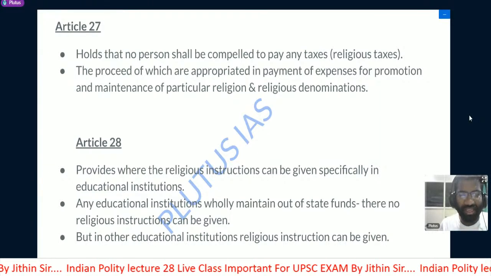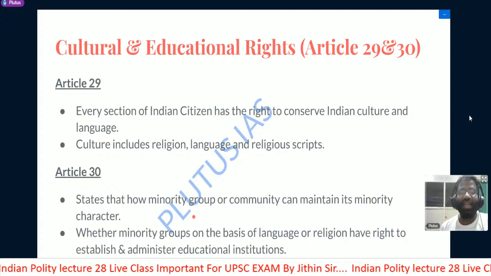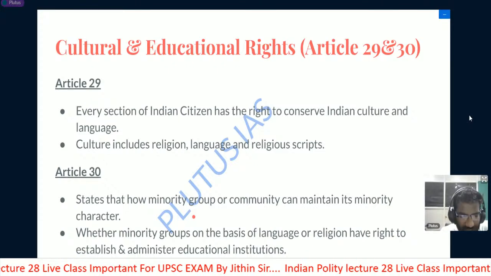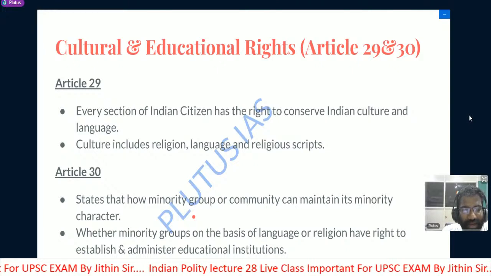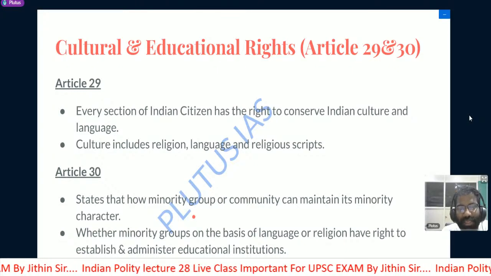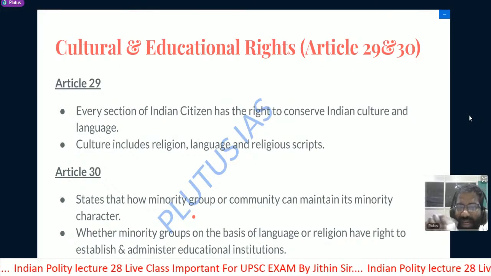Now we will deal with Articles 29 and 30, very easy articles, and then we will go to the biggest article, the largest article, Article 32.